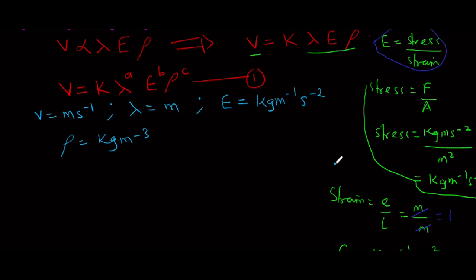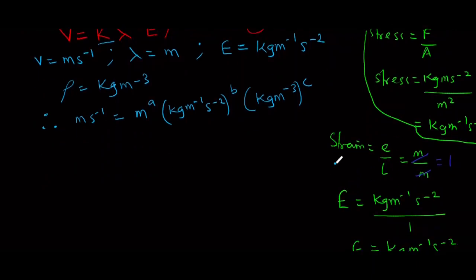Since we have gotten the units of the variables involved, let's return to equation 1. In place of velocity, we write meter per second. We ignore the constant k. Now wavelength is meter, raised to power a. Young's modulus is kilogram per meter per second square, raised to power b, while density is kilogram per meter cube, raised to power c. Then let's open the brackets by using indices. We have meter per second equals meter raised to power a. Opening brackets, we obtain kilogram raised to power b, meter raised to power minus b, s raised to power minus 2b. Then this one will give us kilogram raised to power c, meter raised to power minus 3c.